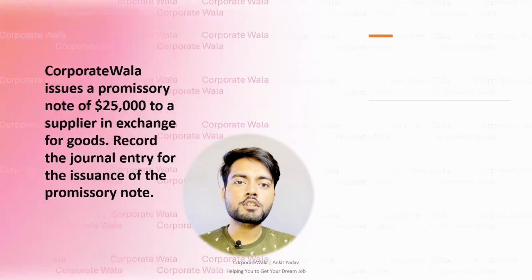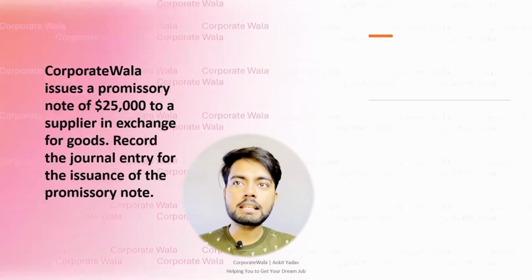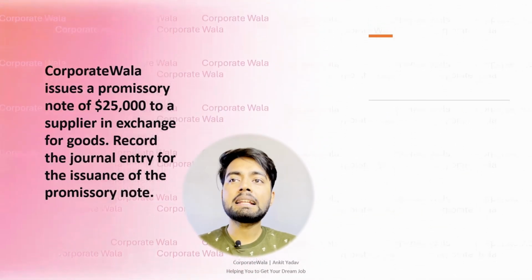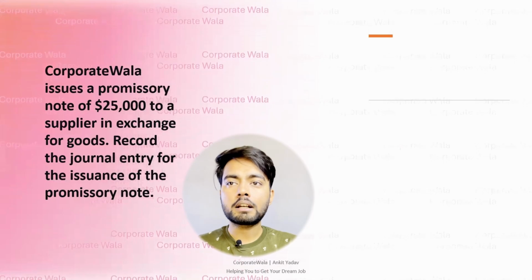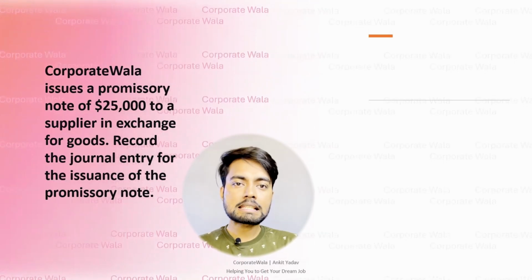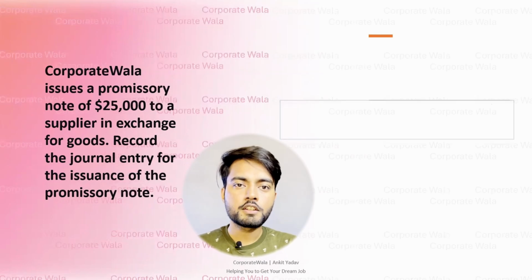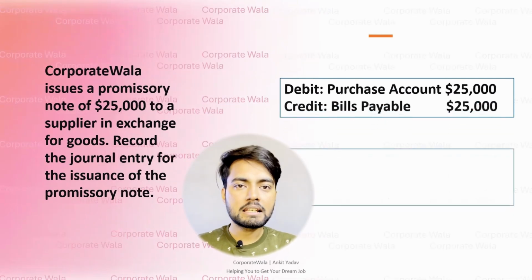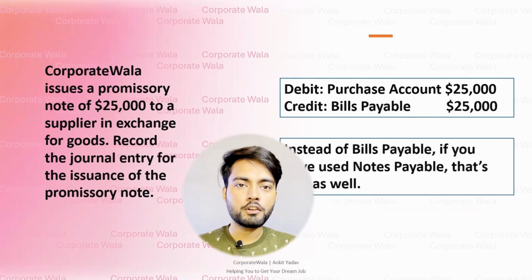Moving ahead, now let's talk about our next journal entry, which is: Corporate Wala issues a promissory note of $25,000 to a supplier in exchange for goods. We need to record this journal entry for issuance of the promissory note. So what is happening here? We are receiving the goods, but instead of paying for them, what we are doing is giving them a promissory note or bill of exchange. So to record this transaction, we will debit the purchase account because we are receiving the goods and we will credit bills payable or promissory notes or notes payable, whatever you want to use.